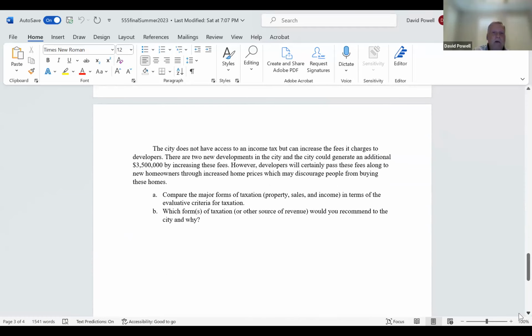Question 5A, compare the major forms of taxation, property, sales, and income, and we'll talk about all those tonight, in terms of the evaluative criteria for taxation. And we'll talk about the 5 evaluative criteria for taxation when we're done talking about the final. And then question 5B, which form or forms, plural, of taxation or other source of revenue would you recommend to the city and why? So the information on the advantages and disadvantages of different types of taxes and how those taxes relate to the criteria we use to evaluate taxes, all that information will be covered tonight.